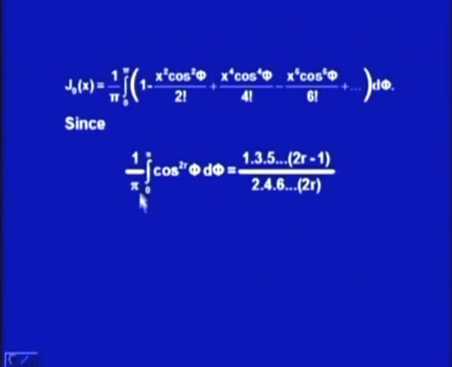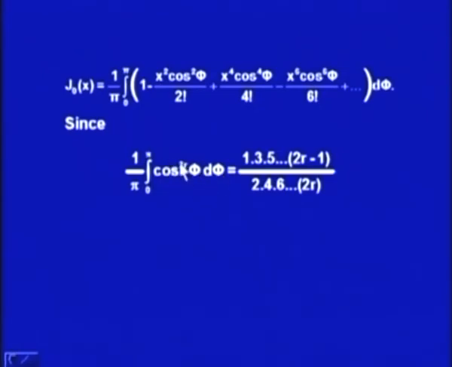Now, since 1 over π integral 0 to π cos 2r φ dφ is equal to 1 into 3 into 5 and so on to (2r minus 1) over 2 into 4 into 6 and so on to 2r. This result can be derived by using the reduction formula for cos 2r φ, or it can also be obtained by the gamma function, because when you replace φ by π minus φ, because of the even power of cos φ, the sign will not change, that is cos 2r φ will remain cos 2r φ when we replace φ by π minus φ. So, the limits will change from 0 to π to 0 to π by 2, and we will get 2 over π integral 0 to π by 2 cos 2r φ dφ.